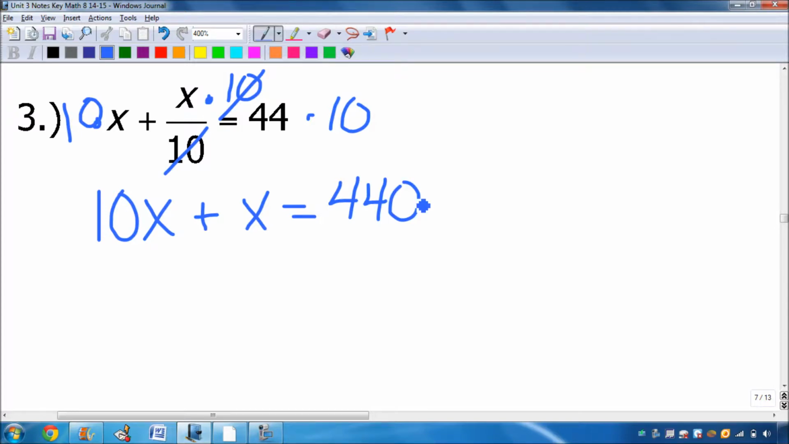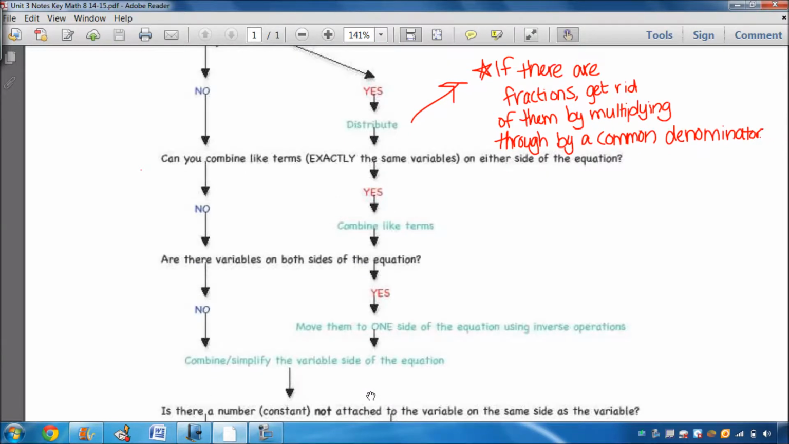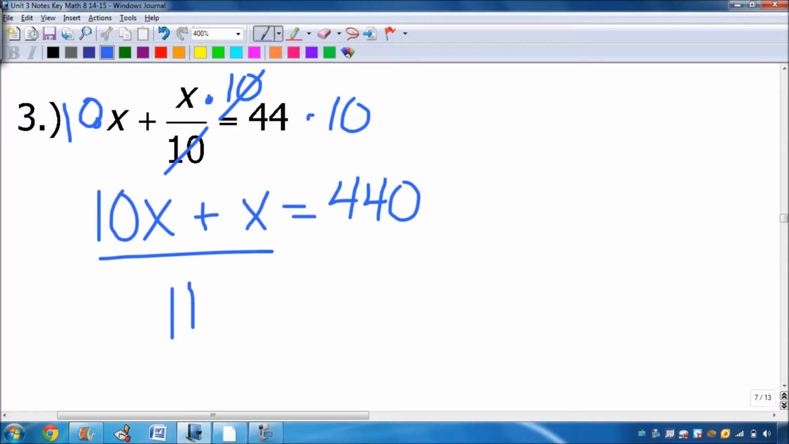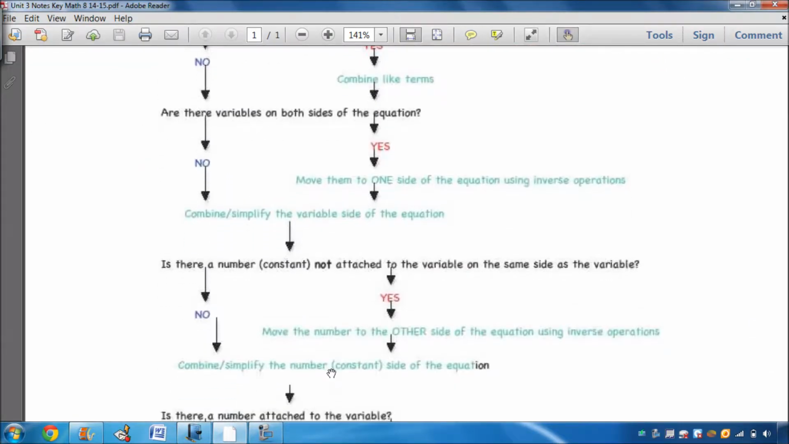Now, let's look at the next question. Can you combine like terms on either side of the equation? Yes, I can, so I'm going to combine my like terms. So these combine together to give me 11x equals 440, okay? Next step. Are there variables on both sides of the equation? There aren't, so I can go on to the next question.